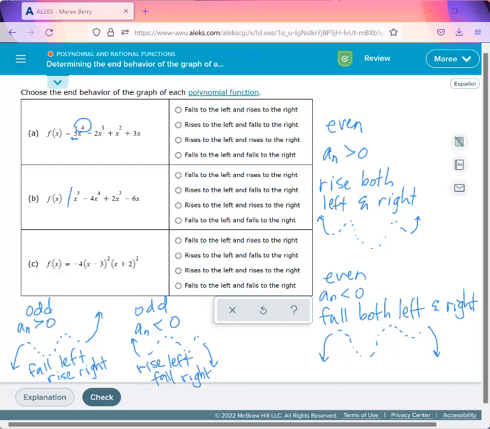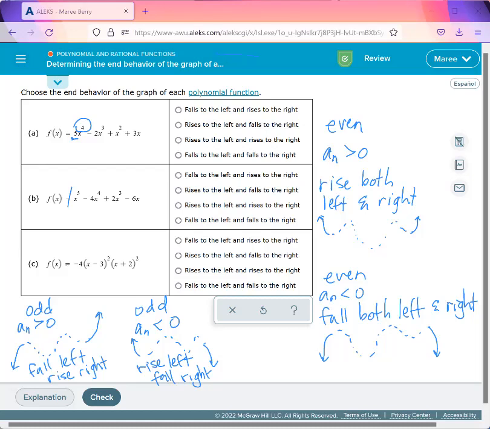Now, a good exercise to do here is to use your arms. If it's even and positive, raise both your left and right hands. Go ahead and do that. If it's even and a negative function, put both hands down so you're falling left and right. If it's an odd function and it's positive, you lower your left hand and raise your right hand. And for odd and negative, switch: put your right hand down and your left hand up. So those are what they look like.